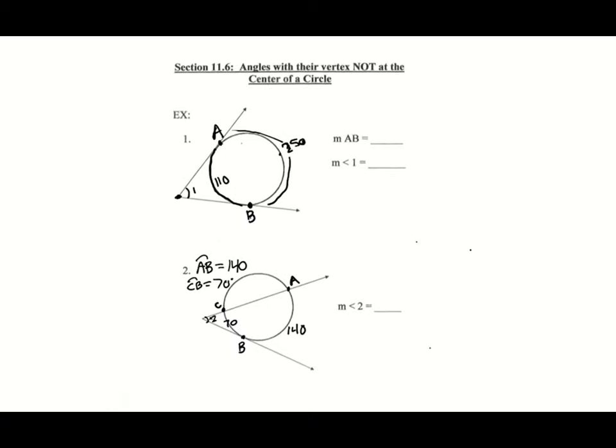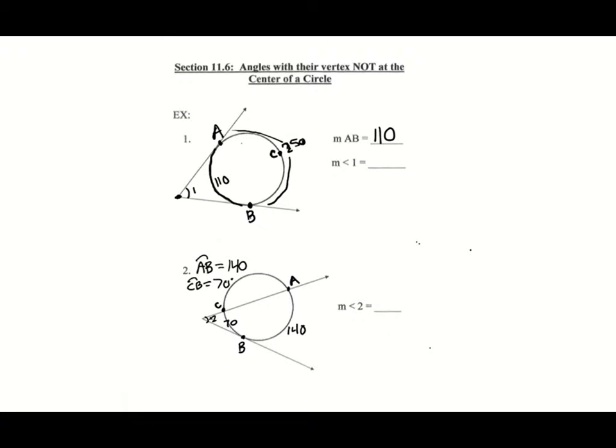And then we also have point C over here. Okay, so if we're looking for the measure of arc AB, that is right here, and it is written on there for us, it is 110.